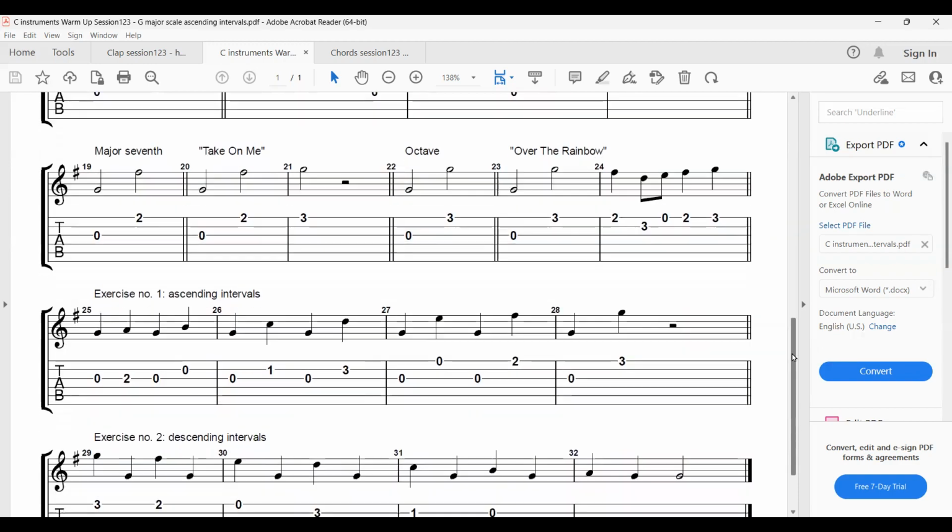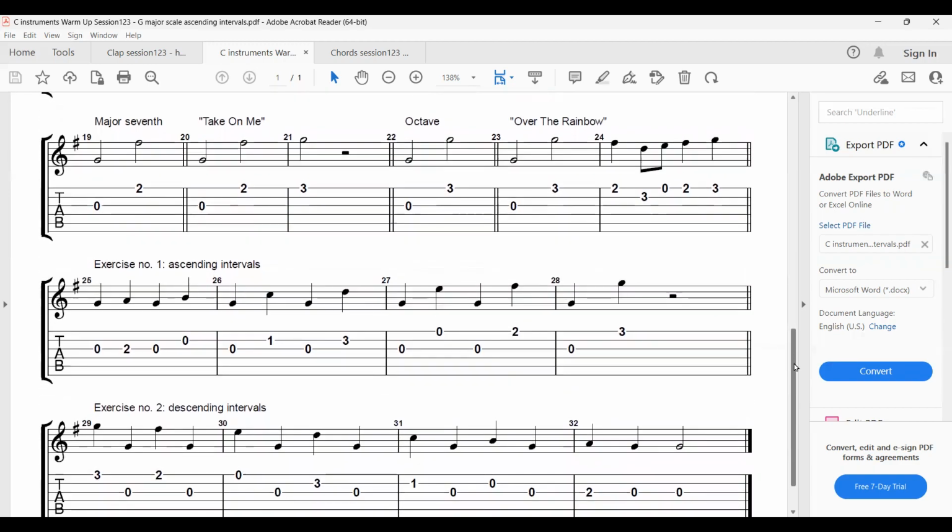Only a couple more to go in the major scale. There are other intervals, of course, all the minor intervals, diminished intervals, descending intervals, but we won't have time to do those today. Just doing the majors in the major scale.